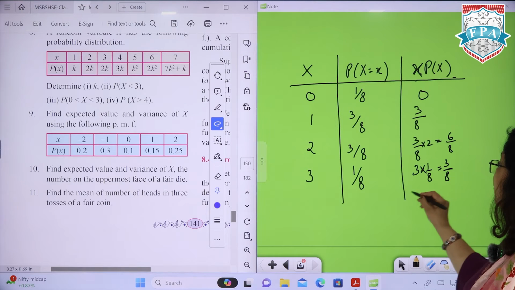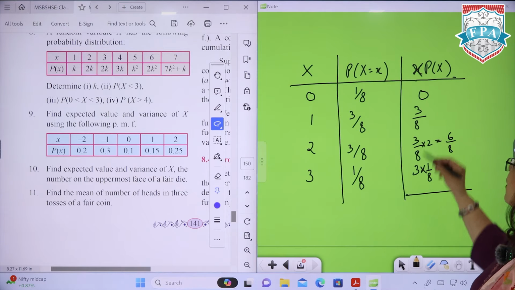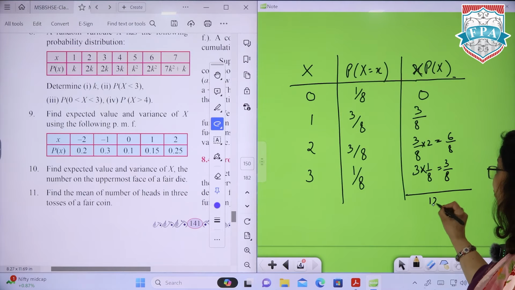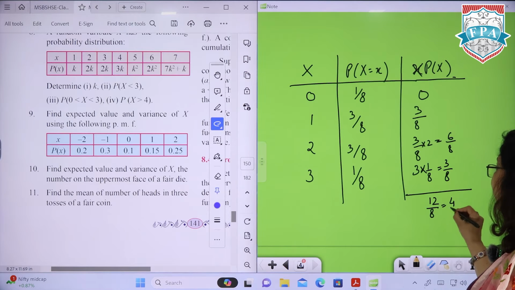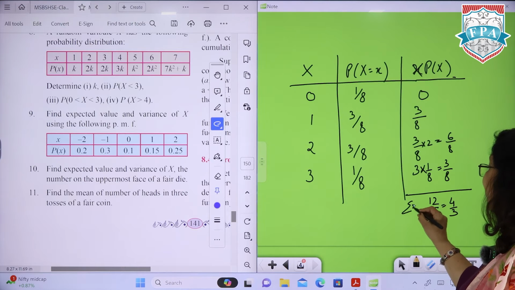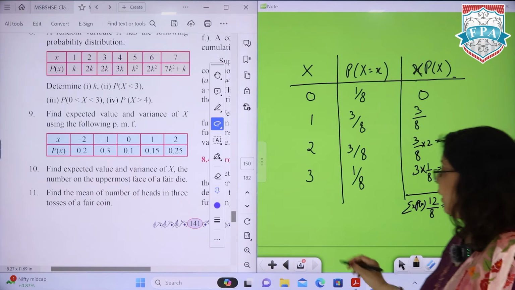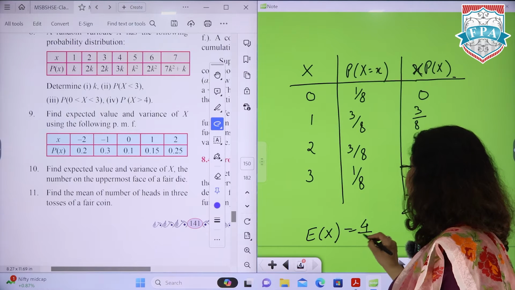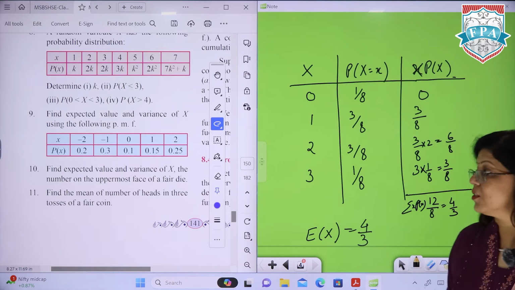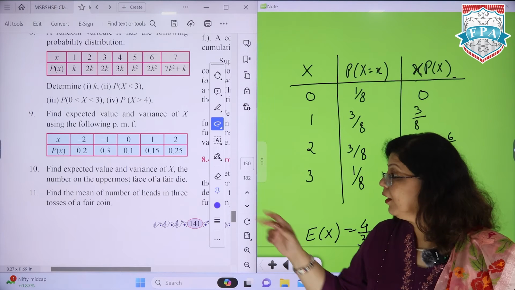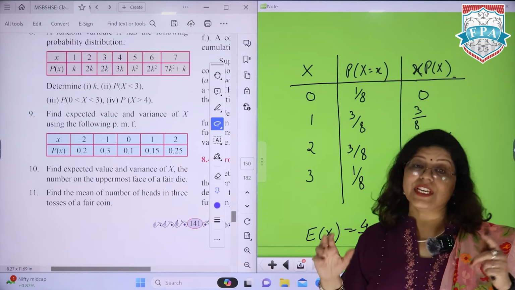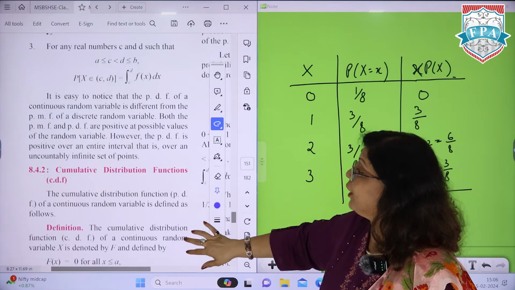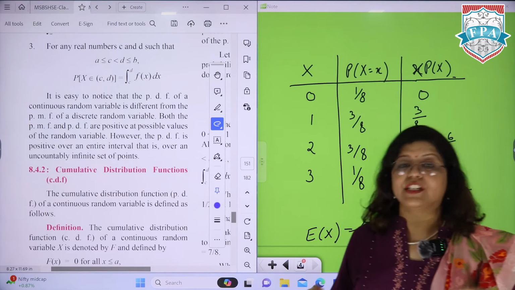So the expected value is the sum total of this, which is 3 by 8 plus 6 by 8 plus 3 by 8. So that is 12 by 8, which is 3 by 2. So this is the sigma xp(x) which we are getting, and this is your expected value of the number of heads in the 3 tosses of a fair coin. So this part is the first thing which you are going to deal with in this chapter in the form of probability distribution.